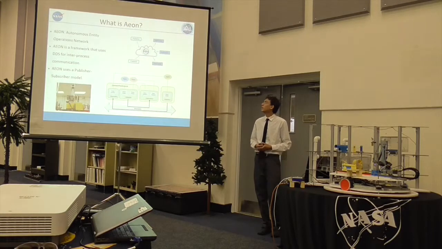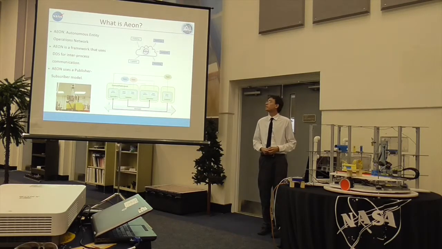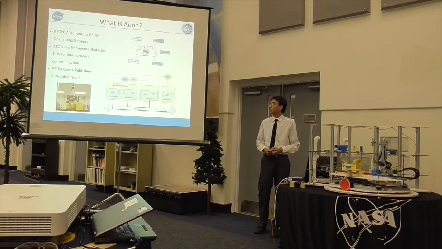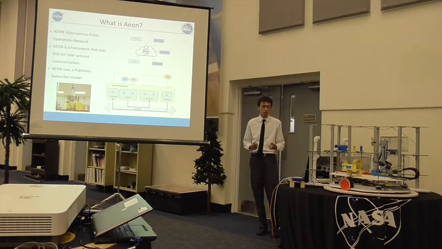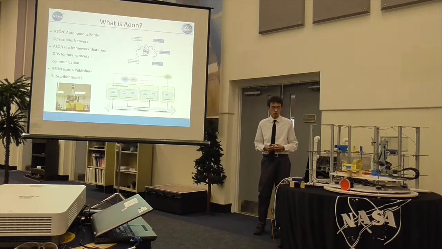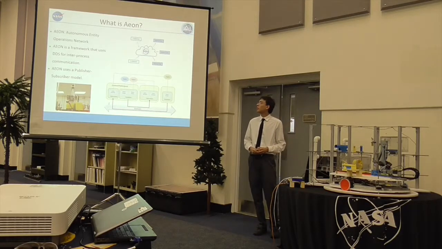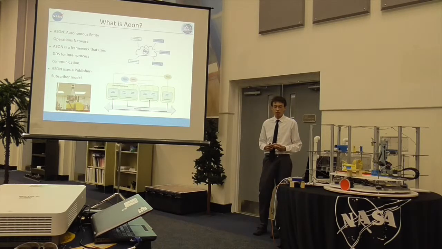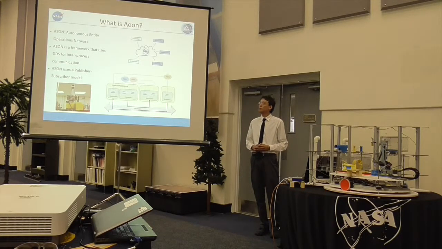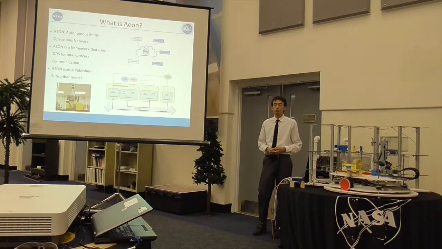And I will move on and explain AON right here. So AON stands for Autonomous Entity Operations Network. It's a software framework that the Autonomy Incubator has developed for use in our various research projects here in the incubator. It's a framework that breaks up a given task into subtasks. The idea is that we can write several different programs running simultaneously, and I'll call them nodes from here on out. We develop these nodes independently, and then after we develop them, they are interfaced.